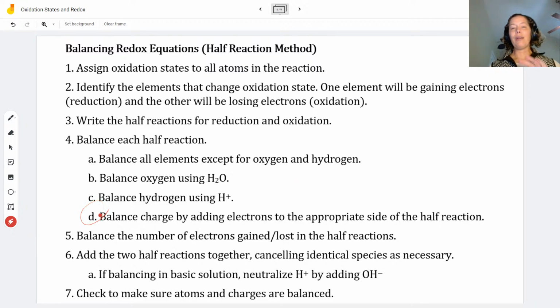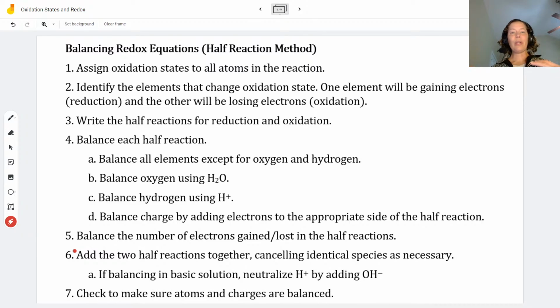Then we're going to add up charges on both the reactant and product side, and we're going to add electrons to whichever side of the half reaction needs electrons. Again, this will make more sense when we actually do an example. Once we have the half reactions balanced, we're going to put them together. But before we do, they have to have equal numbers of electrons. Sometimes they automatically have equal numbers, and sometimes you need to multiply one or the other, or both, by a whole number, because our electrons gained and our electrons lost must be equal. Then we're literally going to add the two half reactions together.